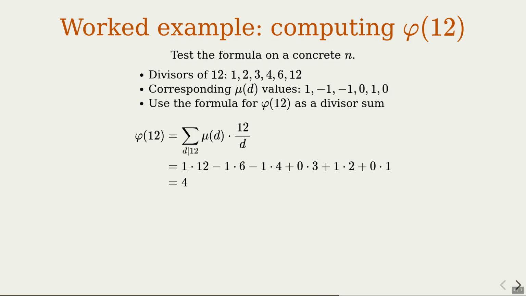This calculation shows the sum over divisors explicitly, then substitutes the numerical mu values and simplifies to get 4. That matches the usual count of numbers less than or equal to 12 that are coprime to 12, so the formula checks out.